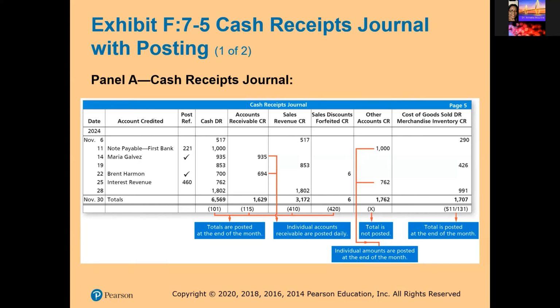The main sources of cash are collections on account and cash sales. Collections on account are recorded in the accounts receivable credit column and the cash debit column. Cash sales are recorded in the sales revenue credit column, the cash debit column, and the cost of goods sold debit column. Merchandise inventory is in the credit column. The cash receipts journal also has an other accounts credit column that is used to record miscellaneous cash receipts transactions.